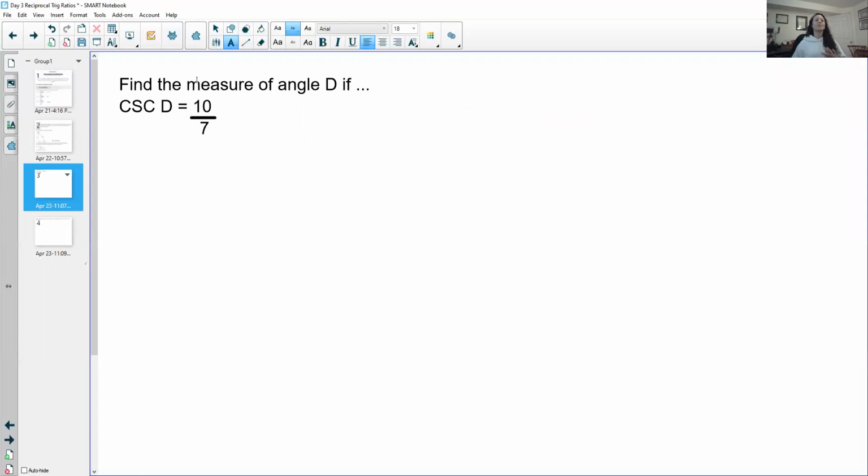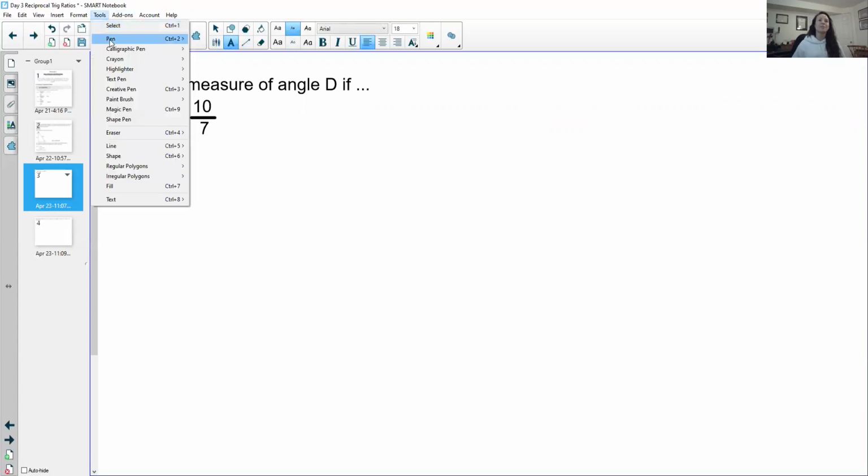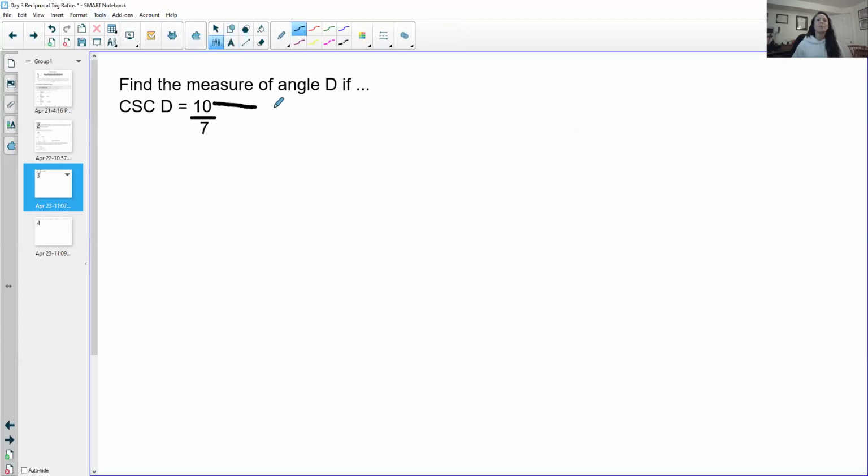So we're going to first begin with our cosecant of an angle, and I want to find what this angle is. So remember this right here. Let's get to my pen tool. Okay, remember this one here is your hypotenuse, and this one here would have been your opposite, because cosecant is the reciprocal of sine.